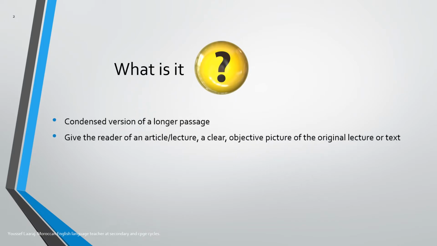And through the summary, you give the reader of an article, of a lecture, a clear and objective picture of the original lecture or text. So from these two features, we deduce two main things. First, the summary is condensed. It means that it's a brief account of the main points of a material. And second, it must be very objective. It means your subjectivity should be left out.